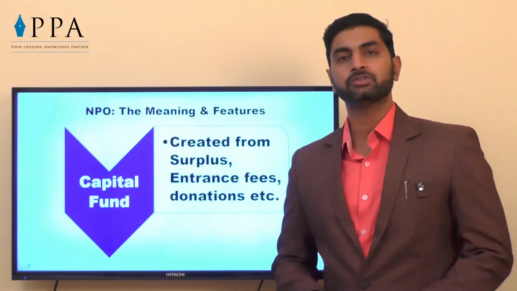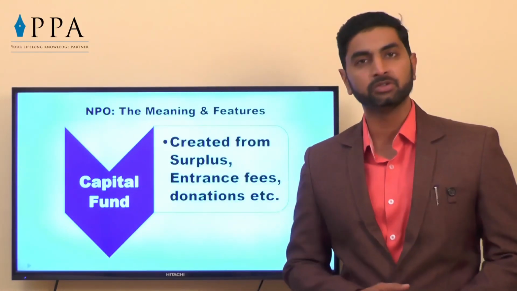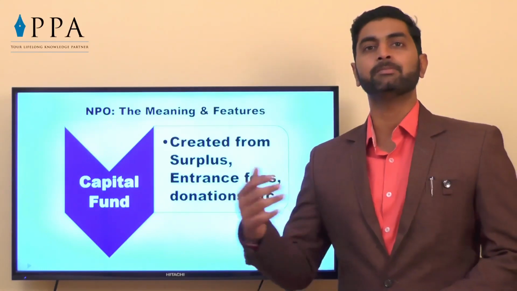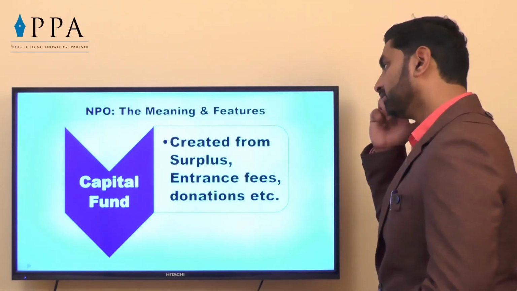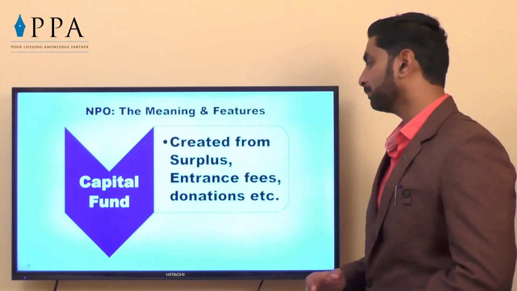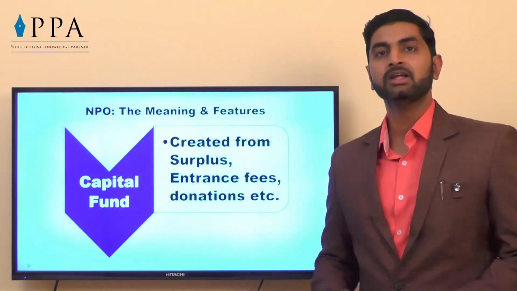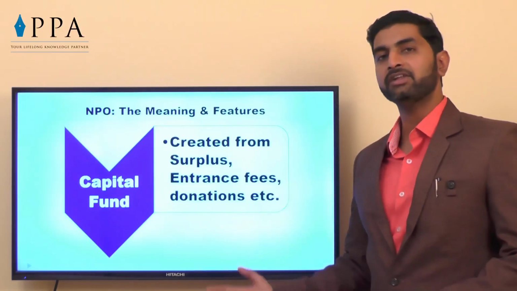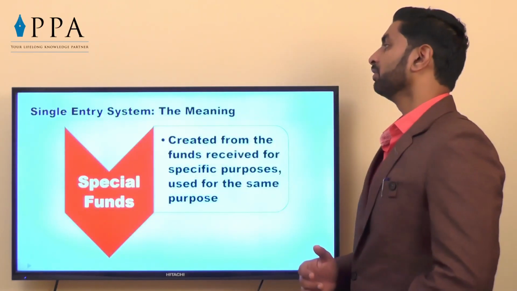Capital fund. As we know, to start the business we need capital. A sole trader brings the cash from his own sources. A public limited company gets the amount from public. But in case of NPOs, the capital fund is created from surplus, entrance fees, donations, etc. Such kind of NPOs generally start with donation and every year's profit gets added to it. So that's a capital fund.